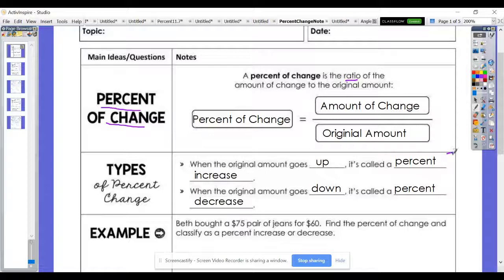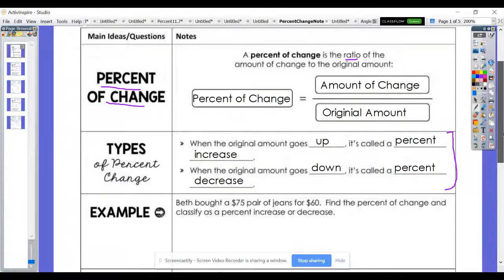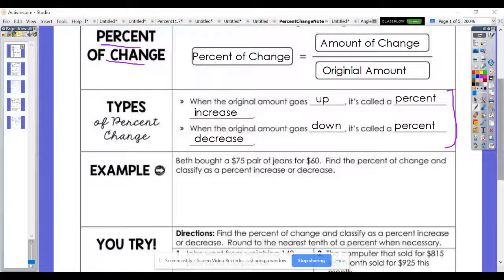And then down here it talks about the different types of change we have. So like I said, we're talking about if it goes up or down. So if the original amount goes up to something new, we're going to call that a percent increase. If the original amount goes down, we're calling that a percentage decrease, which is kind of intuitive. Increase means up, decrease means down. So let's take a look at a couple examples.